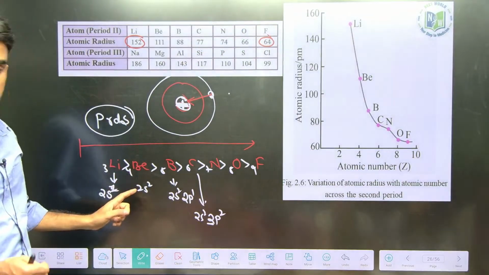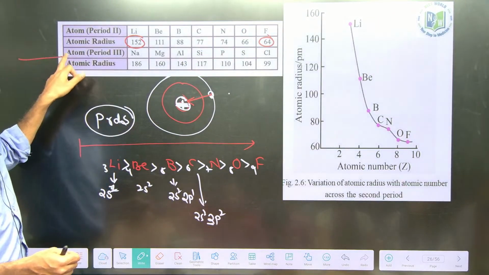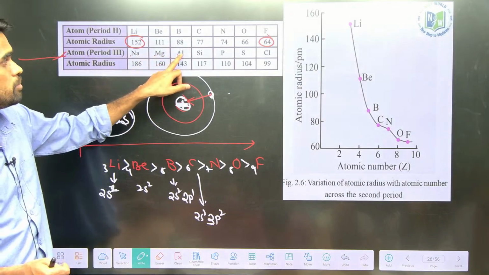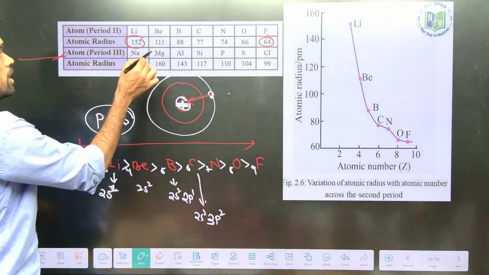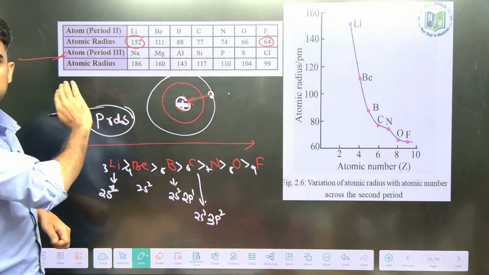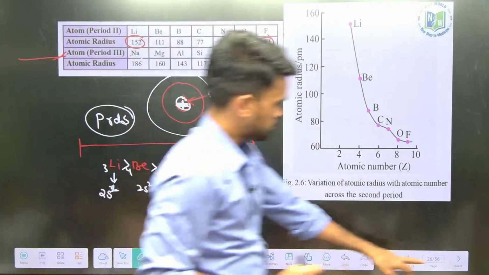Remember this. Even in third period elements you can see sodium, magnesium, aluminium, like this we have. So which is the highest one here in size? Sodium. And the least one is? Okay, remember this one. Next.